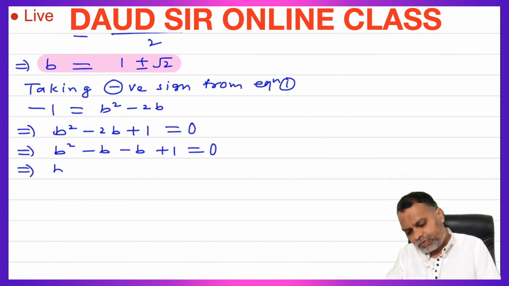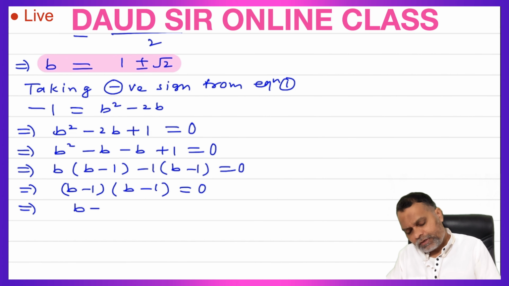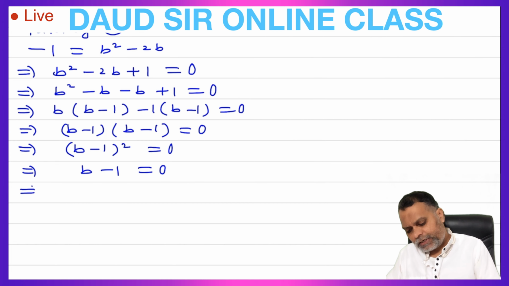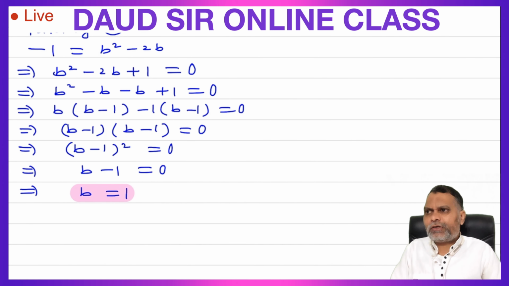Take out common from two terms: b common, b minus 1, minus sign, minus 1 common, b minus 1 is equal to 0, which implies b minus 1 is the common factor, b minus 1 left is equal to 0. So this is b minus 1 whole square is equal to 0. So b minus 1 is equal to 0 only, taking under root. So b is equal to 1.